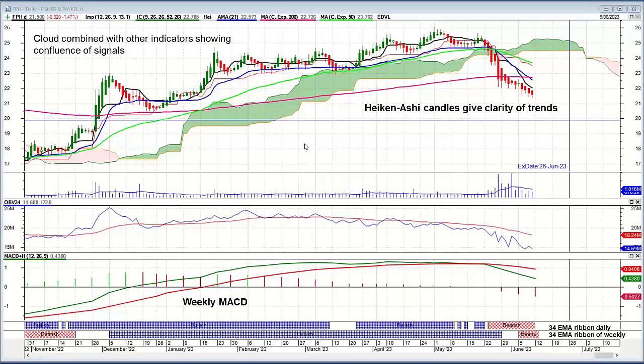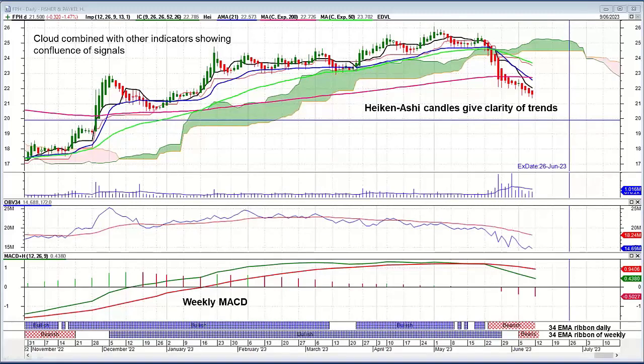This one is Fisher and Paykel, again with Heikin-Ashi, just to give clarity of the trend, the nice red and green arrows. And I just want to show the confluence of signals here. So we've got a break of the cloud here. We've got on-balance volume breaking its average. So the on-balance volume is increasing. The price is increasing. We've bounced off the cloud. The weekly MACD is increasing. So we've got all signals saying that it's going to be a reasonable trend, which it is.